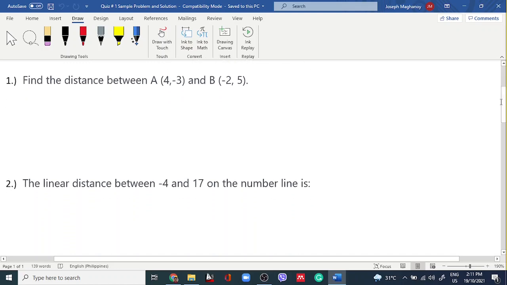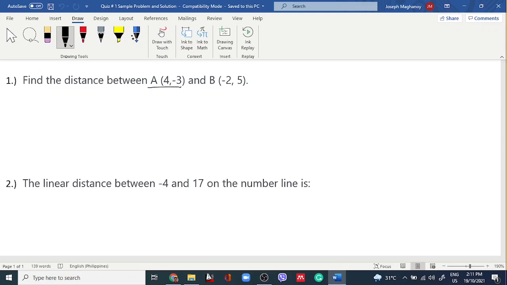Find the distance between point A and point B, with coordinates (4, -3) and (-2, 5). So, first step, you need to plot the given points. You have a point A and point B. You need to plot these 2 points on the Cartesian coordinate plane.